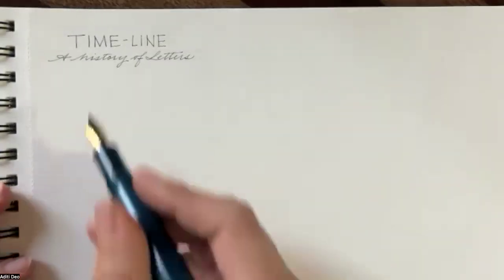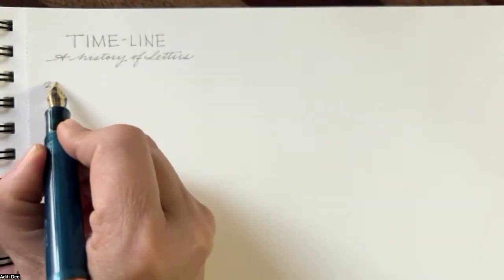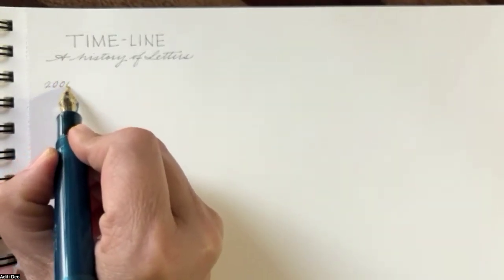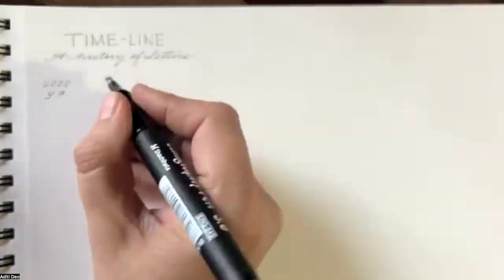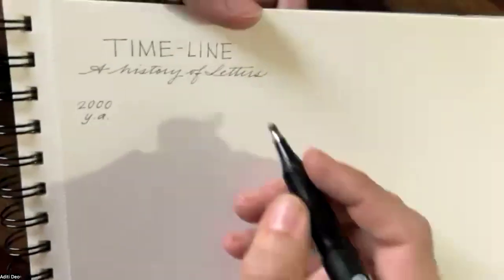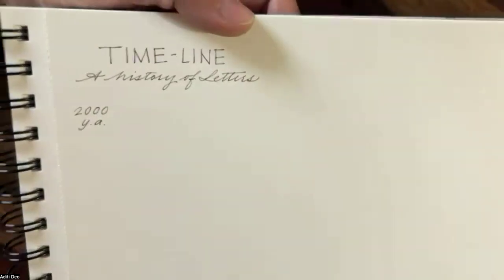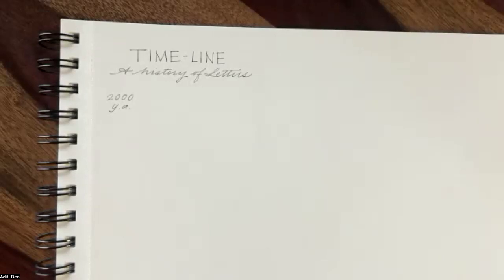So I'm going to start this timeline from about 2000 years ago. YA is years ago. And 2000 years ago, there was a script called the Roman script. And that looked somewhat like this. A smaller pen.